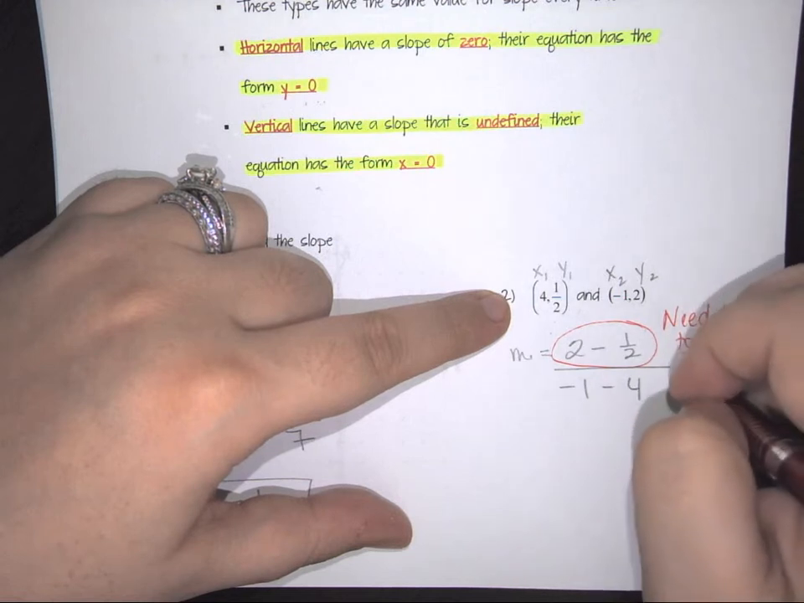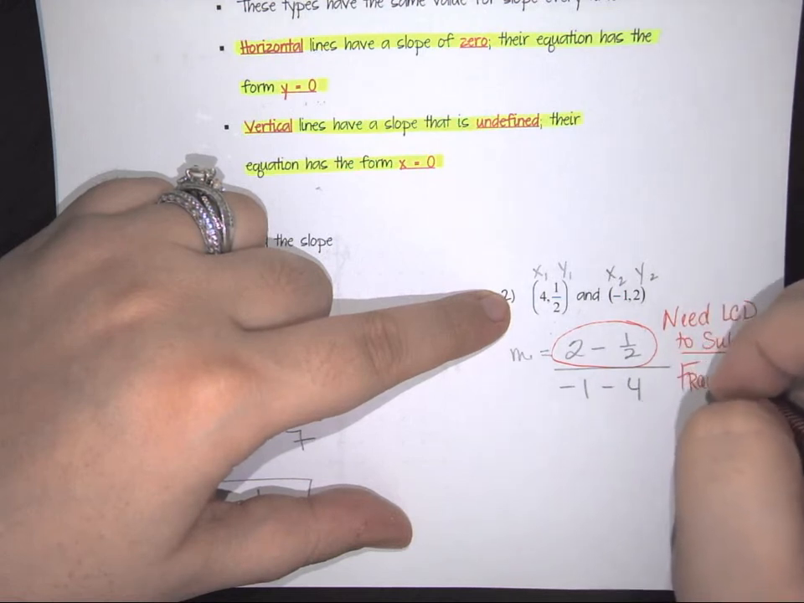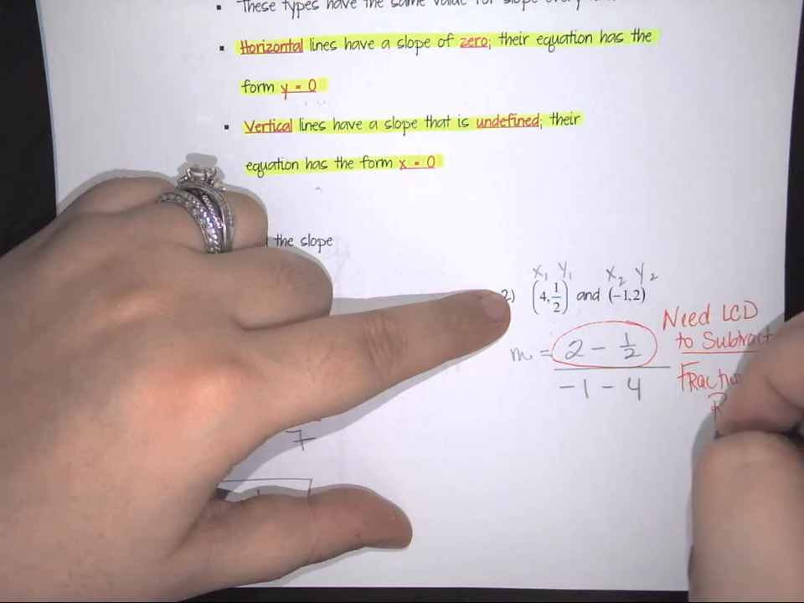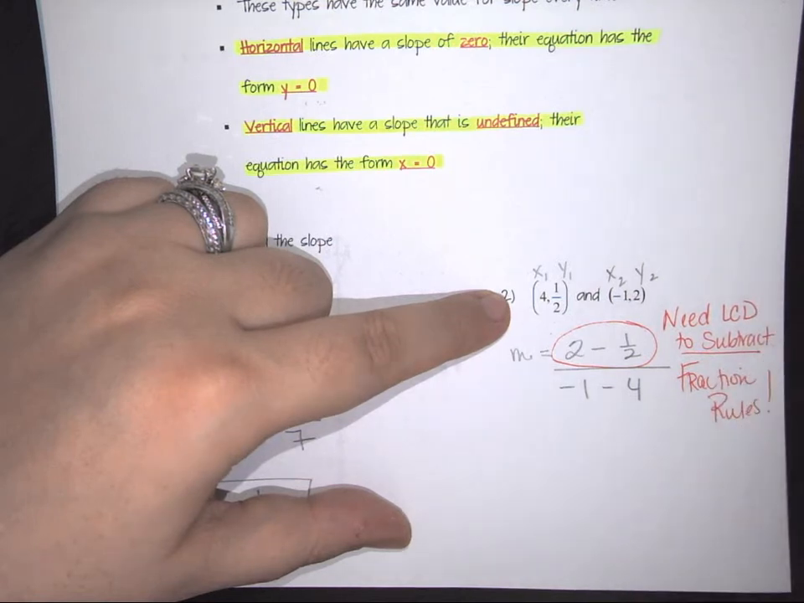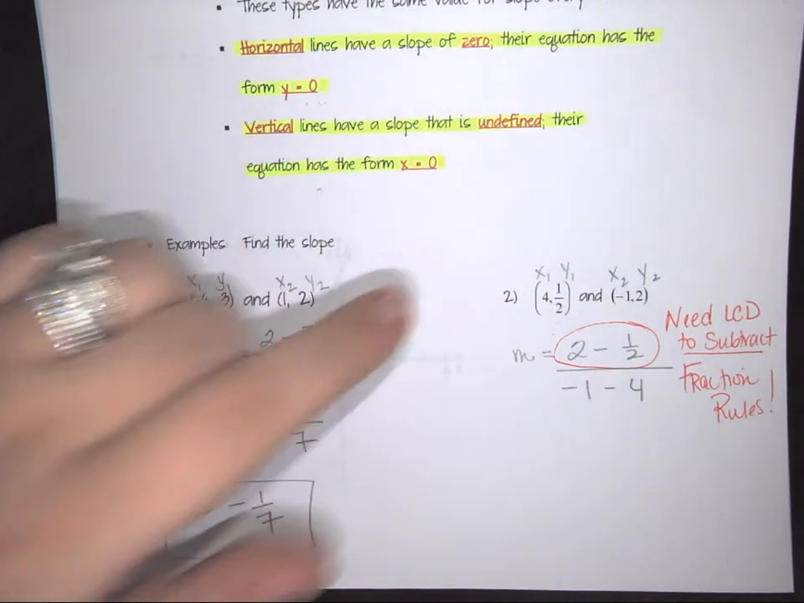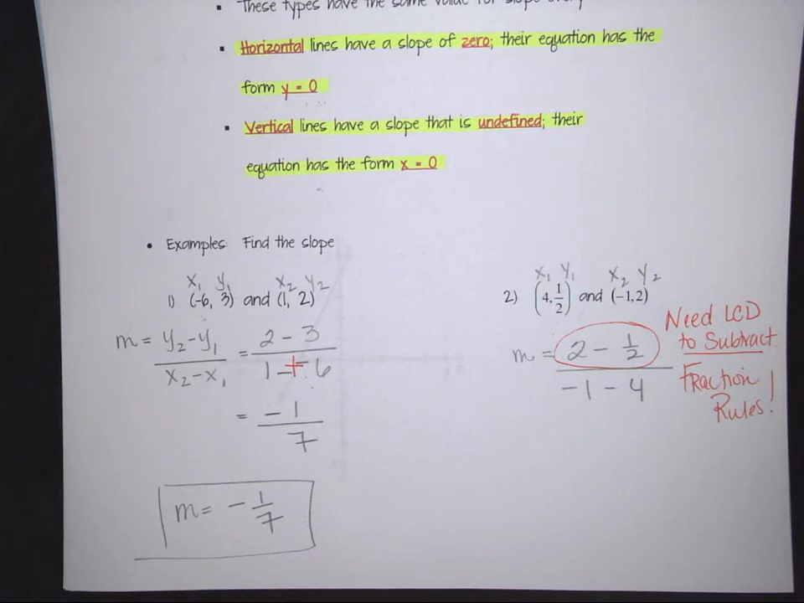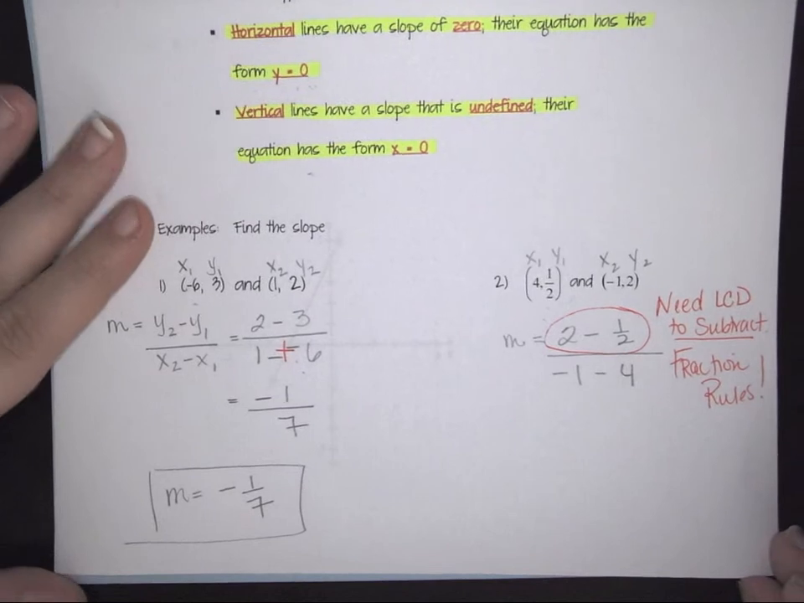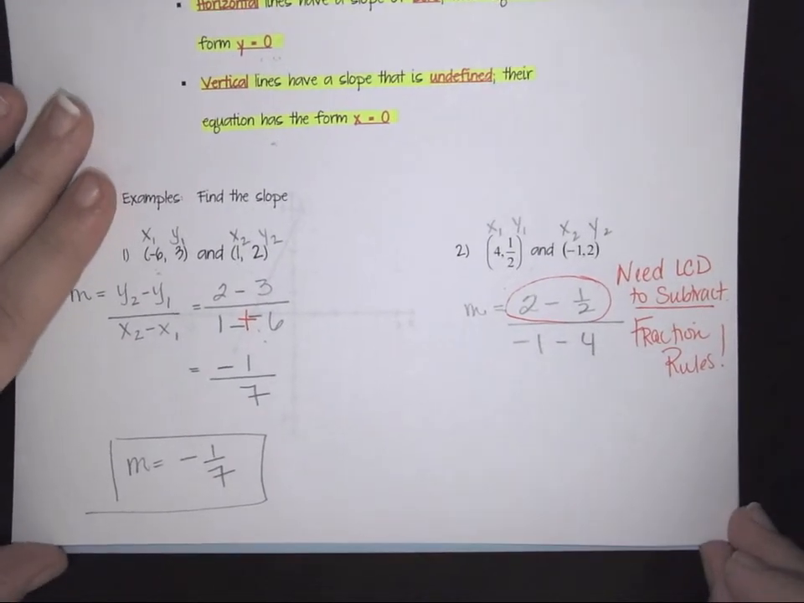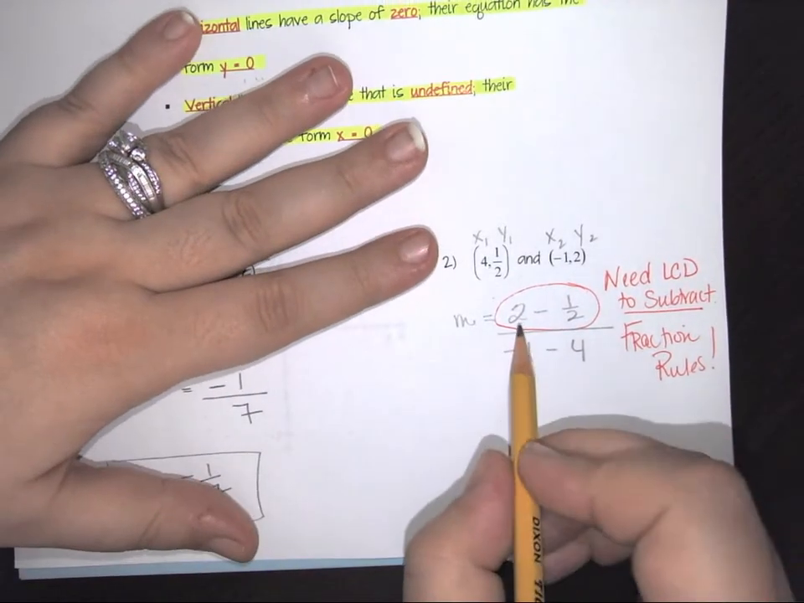This follows your fraction rules, which are some of the most fundamental rules that we have. Okay? So here we have to do a little bit of math before we finish out the rest of our slope.